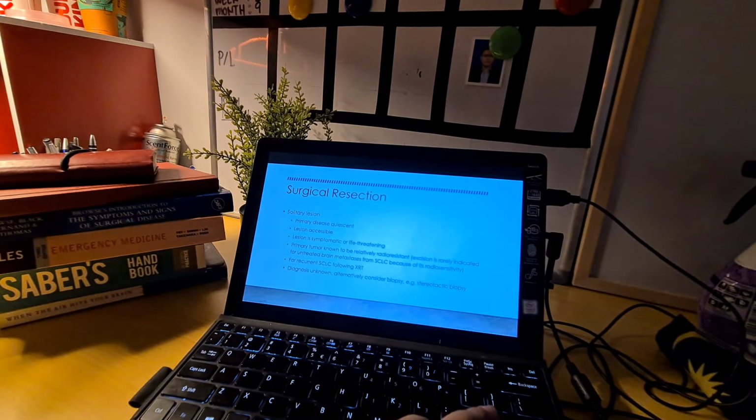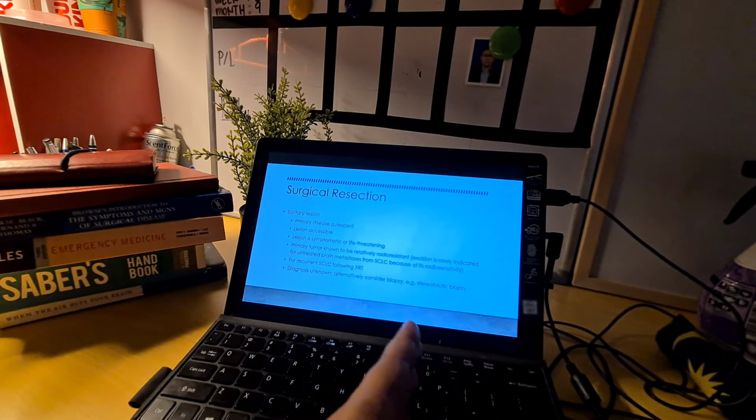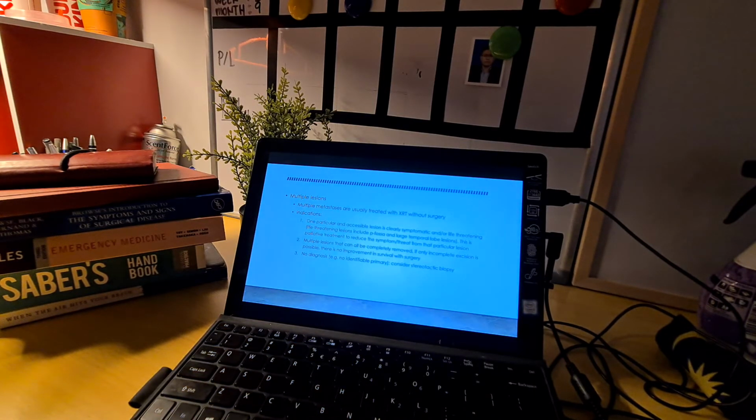Okay. For recurrent squamous cell lung carcinoma, for the radiotherapy, if the diagnosis is unknown, alternatively consider biopsy. So we need surgical resection. Multiple metastases are usually treated with radiotherapy without surgery. Okay, there's no point to do surgery with multiple lesions.